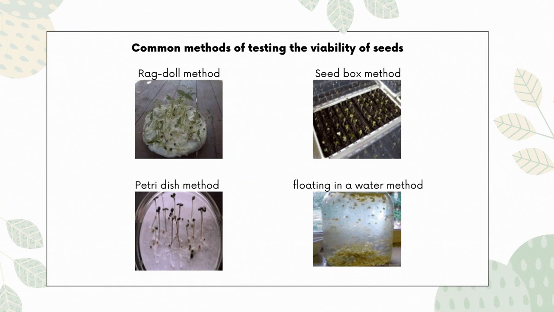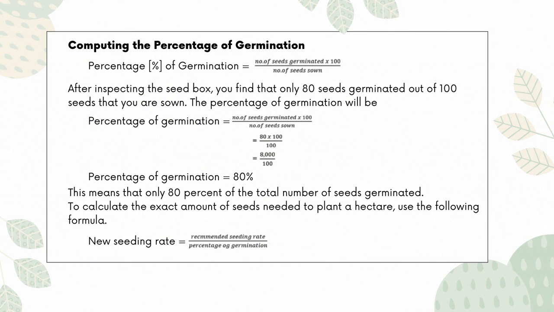These are the common methods of testing the viability of the seeds. First is the ragdoll method. Second, the seed box method. Third, the petri dish method. And lastly, floating in water method. Computing the percentage of germination.